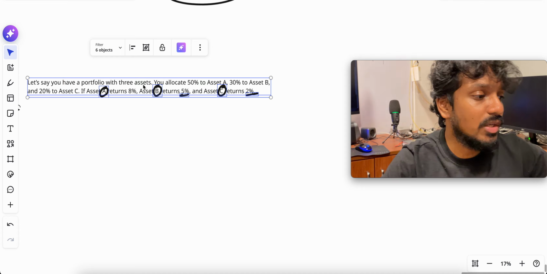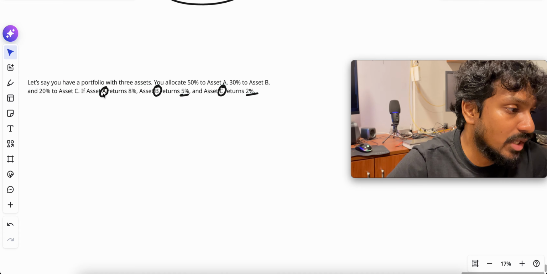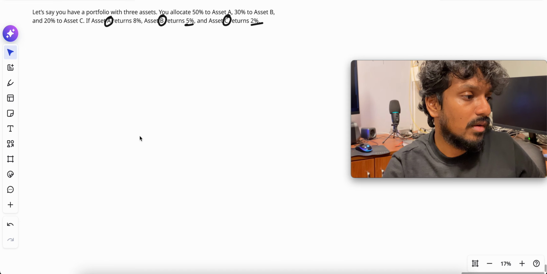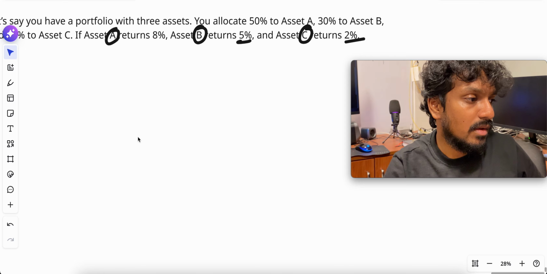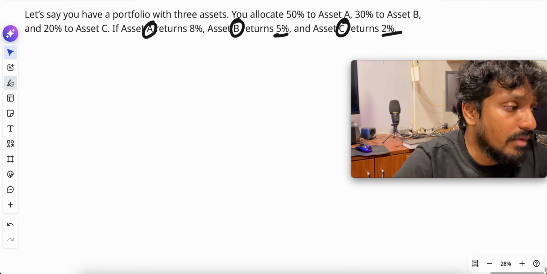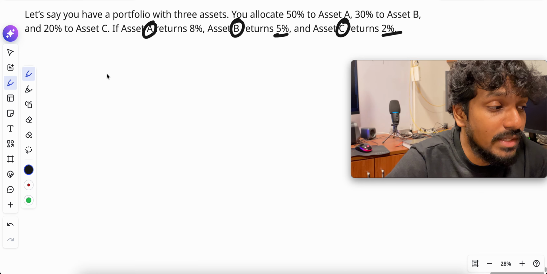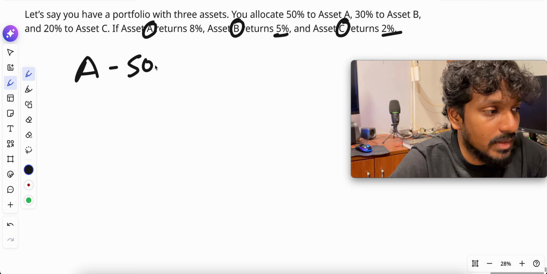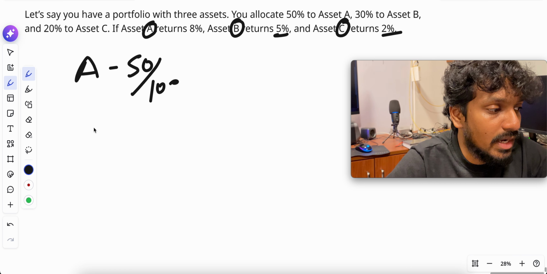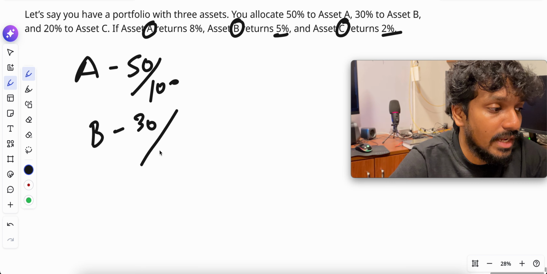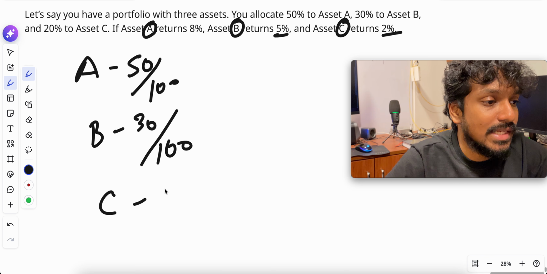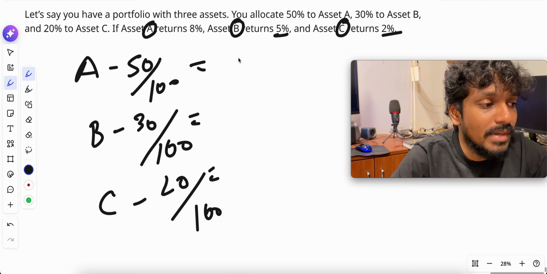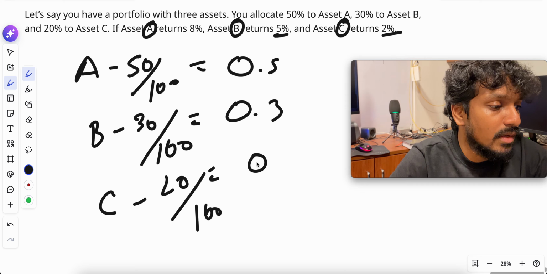So now let me add the question again, because the question is very, very important. In that, we are going to focus on the main parts. Here what we are going to do is convert this percentage into decimals. For example, A asset is 50%, so 50 divided by 100. B asset is 30%, 30 divided by 100. C asset is 20%, 20 divided by 100. So what you will get exactly is 0.5, 0.3, 0.2.